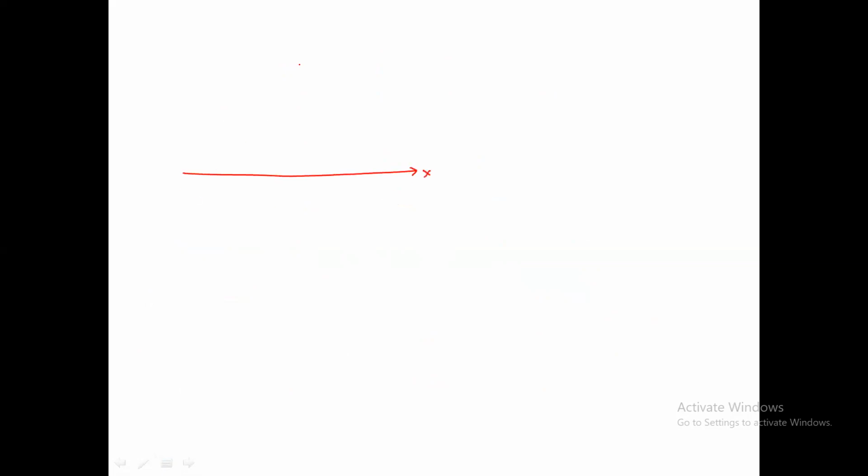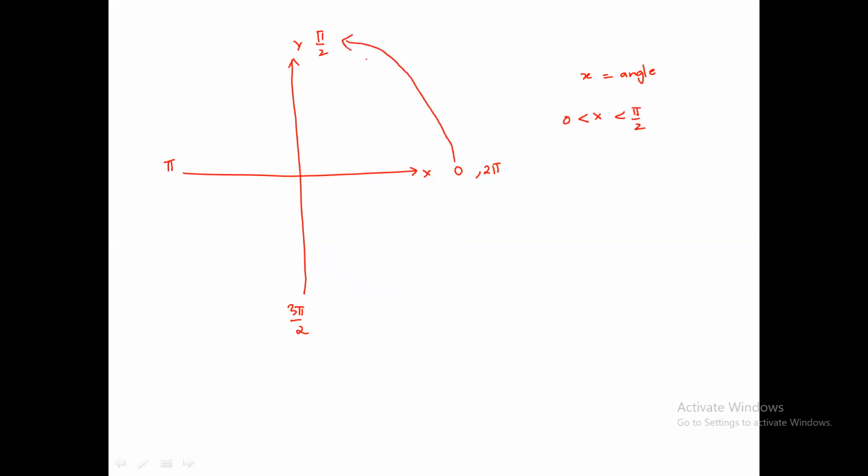If you see the x-axis and y-axis, this is 0, this is pi by 2 here, pi, 3 pi by 2, and 2 pi. So, x is the angle. x can be between 0 and pi by 2. That means x can be here. This is called the first quadrant.